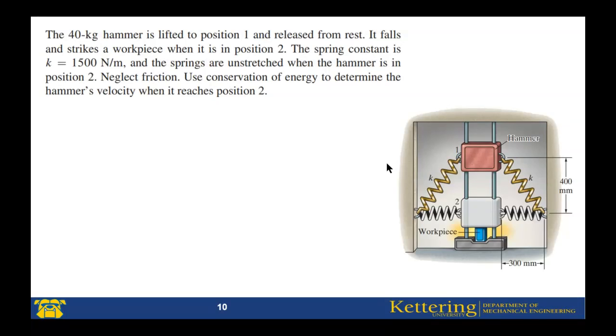Okay, let's start to solve this problem. The mass of the hammer is 40 kilograms. This is given. At position 1, it is released from rest, which means that V1, the velocity at position 1, is 0 meter per second.